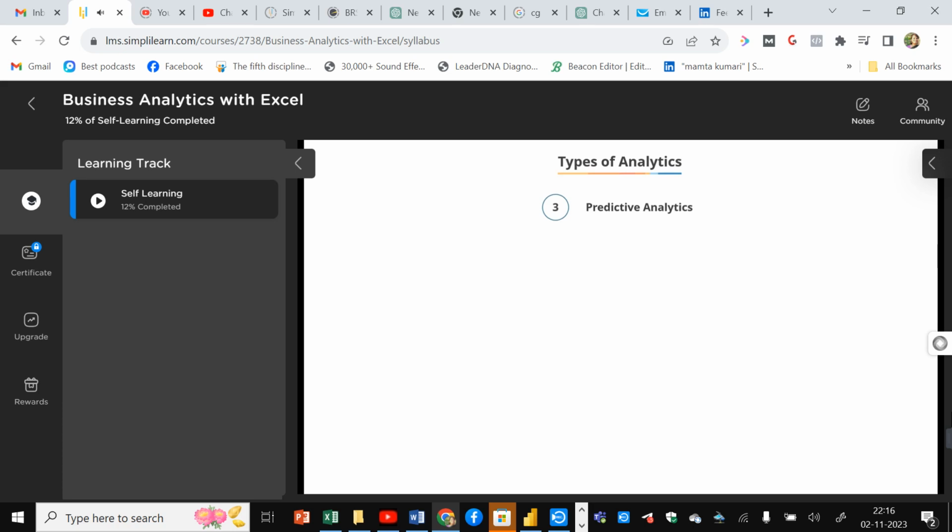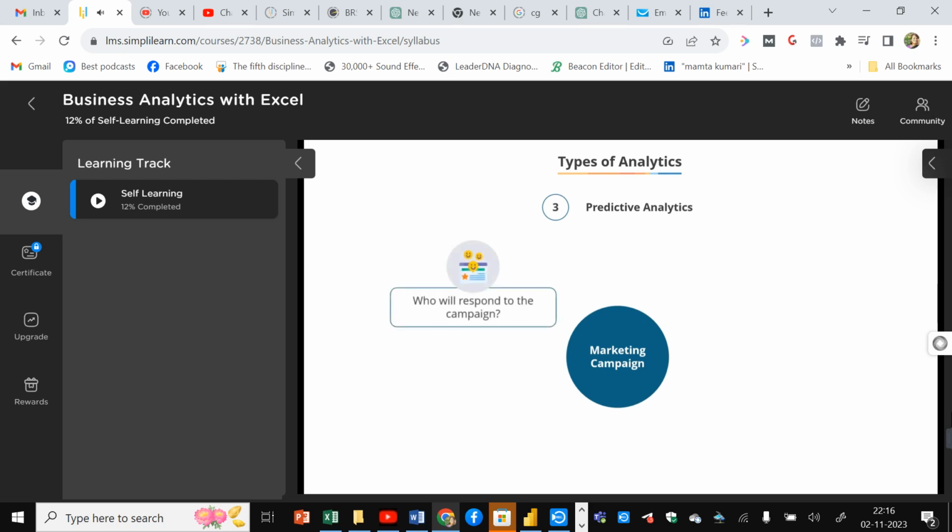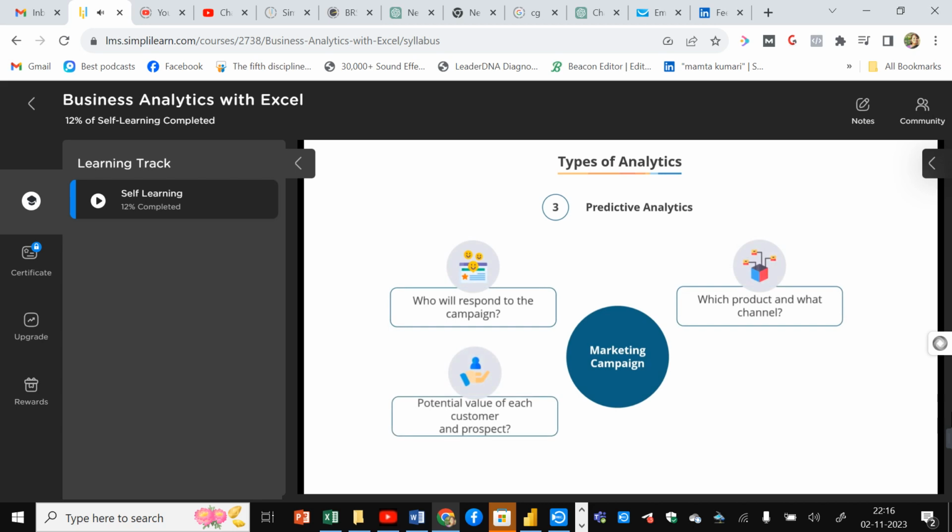Here's an example of doing predictive analytics for a marketing campaign. It will look for answers to the following questions. Who will respond to this campaign? For what product and through which channel? What are the potential values of each customer and prospect? Who will stop the subscription of the services, and when would that happen?